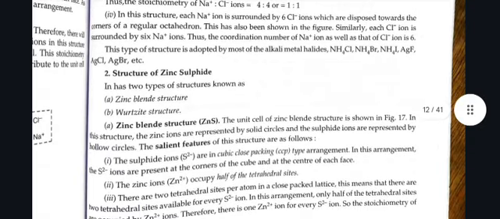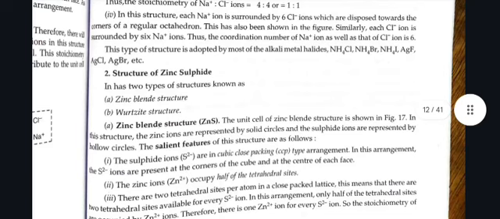Similarly, each Cl⁻ ion is surrounded by 6 Na⁺ ions. Thus, the coordination number of Na⁺ ion as well as Cl⁻ ion is 6. This type of arrangement is adopted by most of the alkali metal halides like NH4Cl, NH4Br, NH4I and AgF, AgCl, AgBr, etc. Now we come to the next topic, which is structure of zinc sulfide.